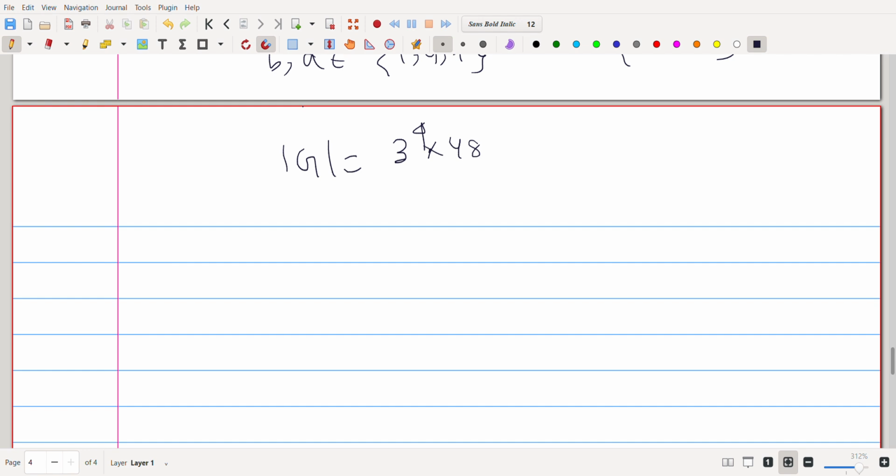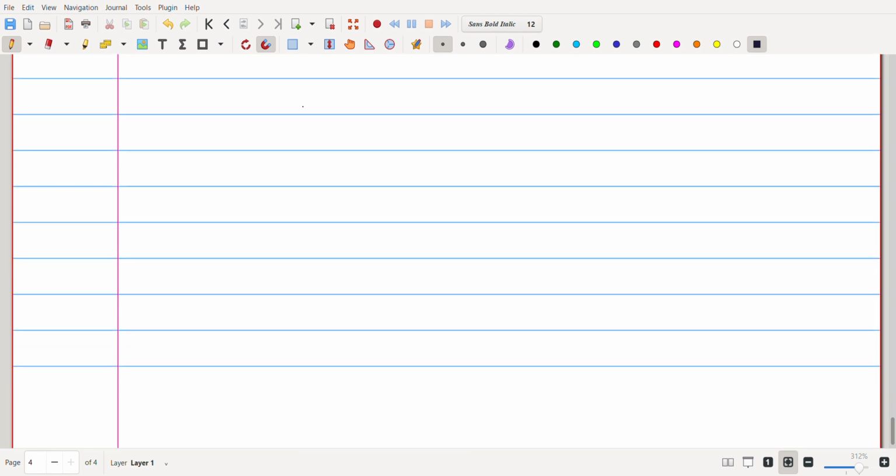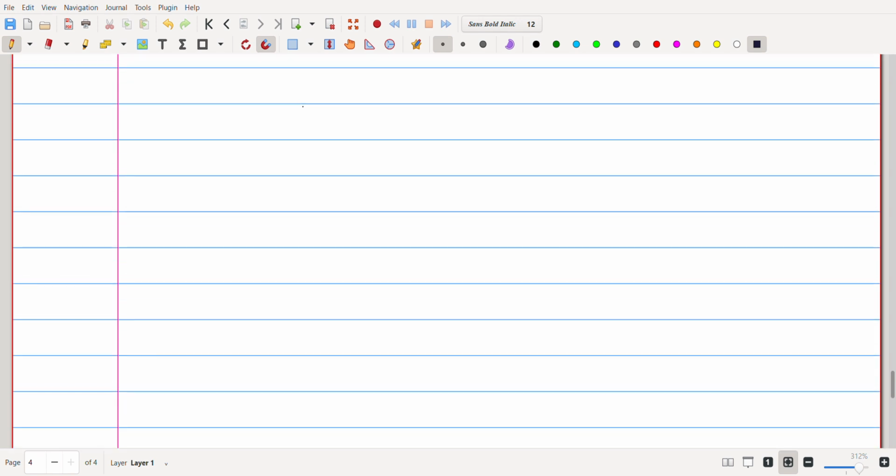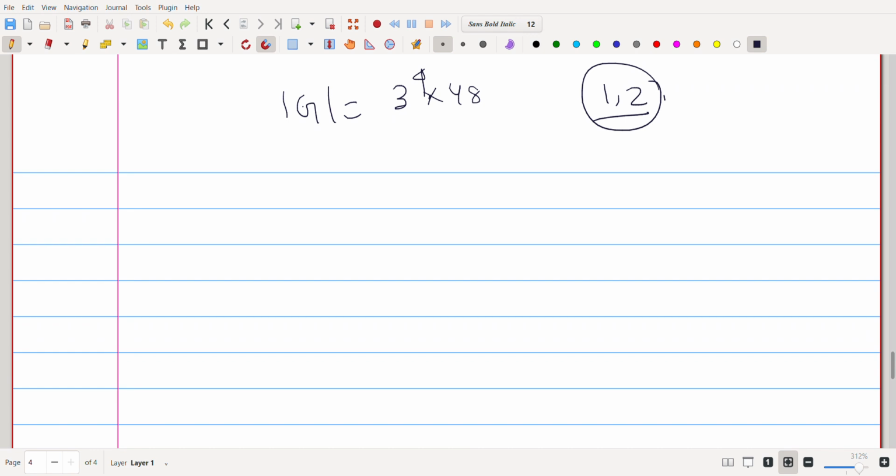So let's match the options. So the first option is correct and the second one is also correct. So 1 and 2. Now move to the next one.